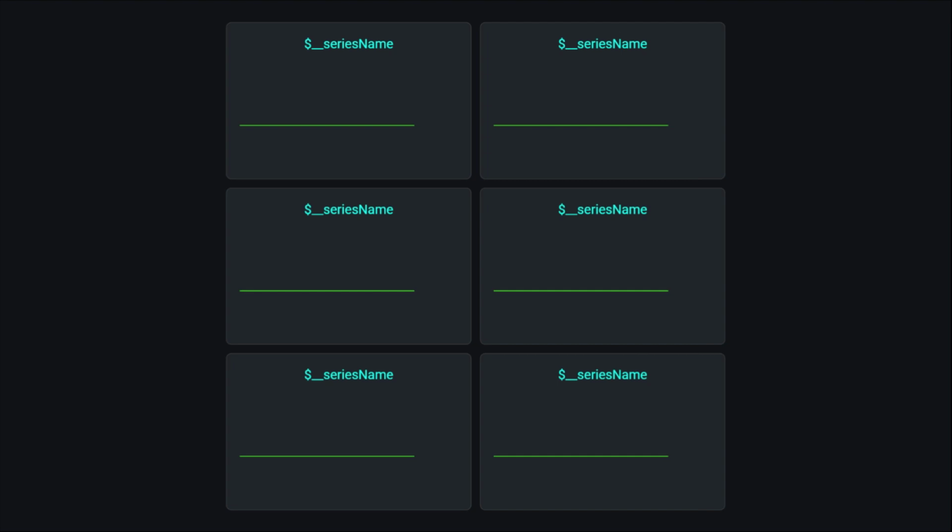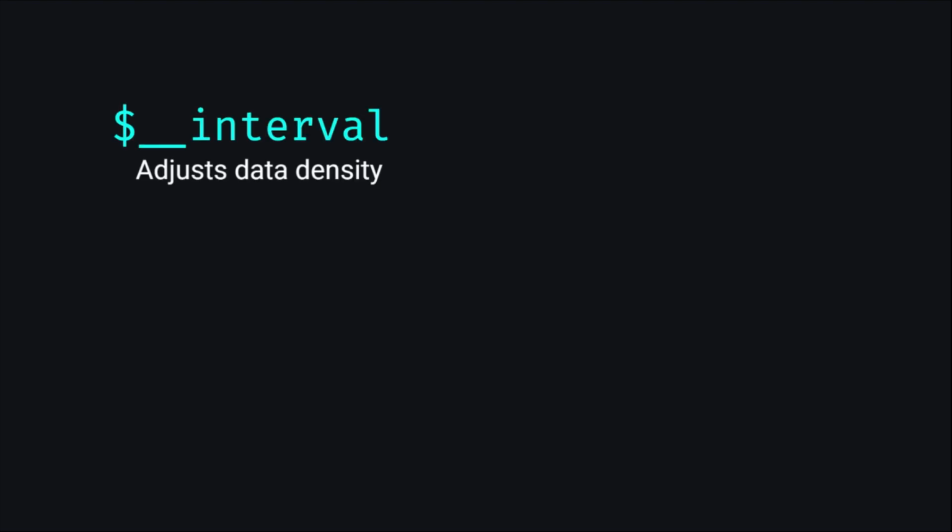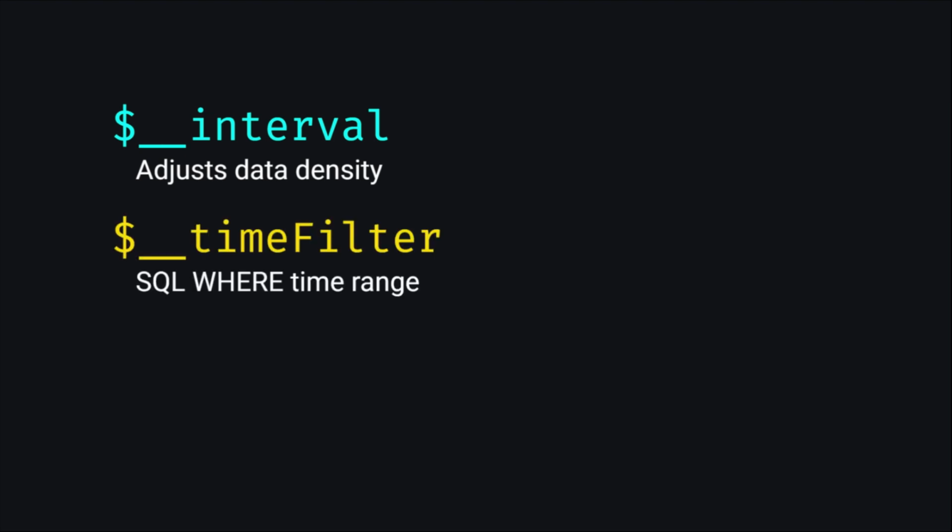For example, if the variable is used in a like clause, you might need to manually construct the regex pattern within the SQL query itself, depending on the specific database dialect. Grafana provides several internal variables that offer context about the current dashboard state. The $__interval variable is crucial for optimizing time series queries.